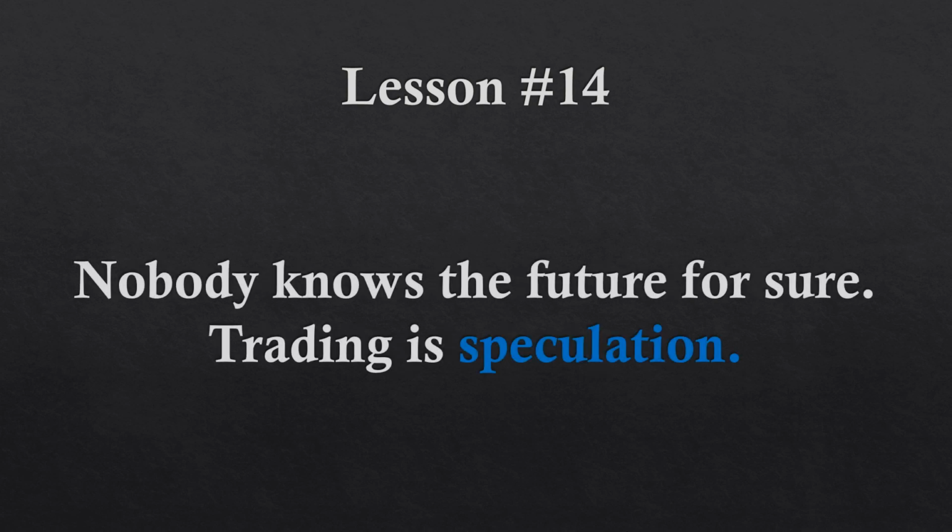Lesson number 14. Nobody knows the future for sure. Trading is speculation. The term speculation has a bad connotation, but trading is in fact a way of speculating about the future of price in a methodic manner. Various trading methods and techniques aim to increase the chances of success, but it should be clear to you that there is no such a thing as a strategy, technique, or method that will produce 100% positive results. It is not possible since we are dealing with the uncertainty of the future.